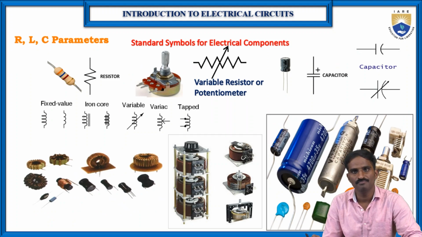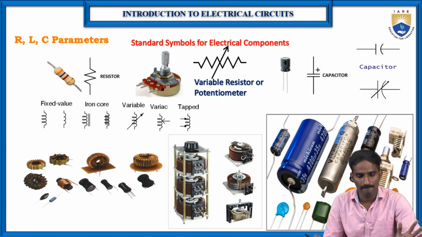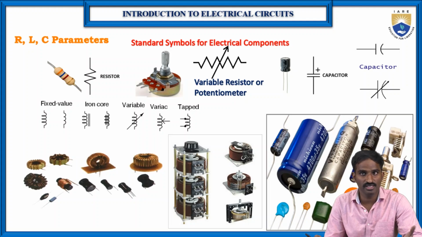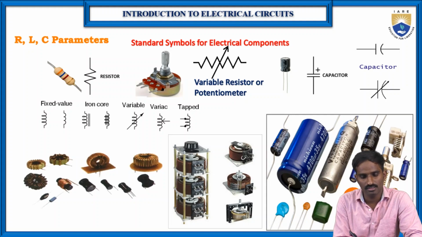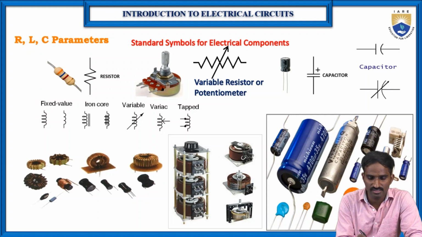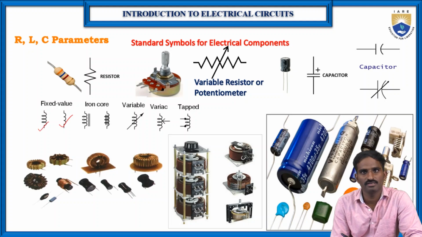So here you can see the various types of resistors also. There are different types: the fixed value resistor is there, and the variable resistor is there. The fixed values are usually represented like this. This is the fixed inductor, and these are the fixed inductor values.